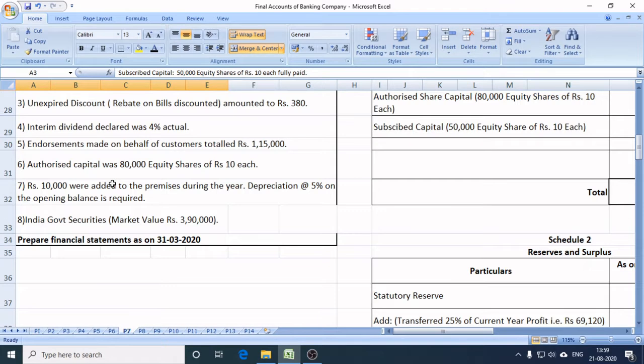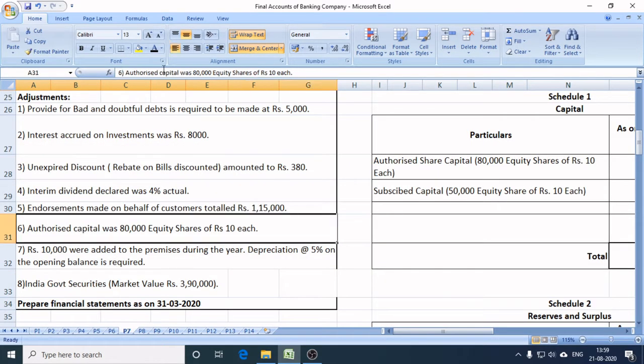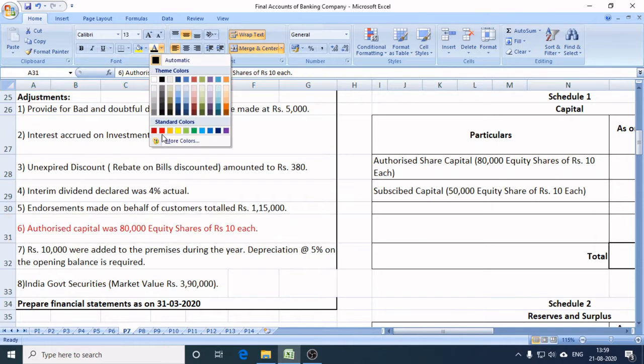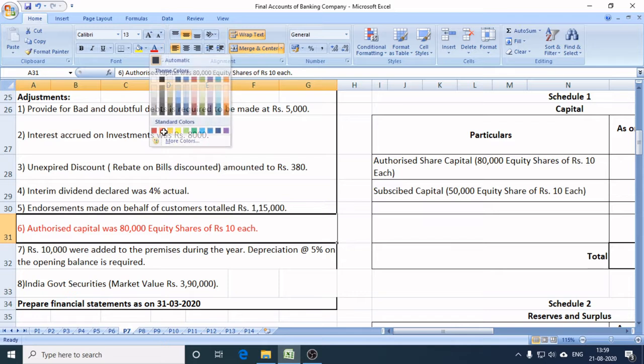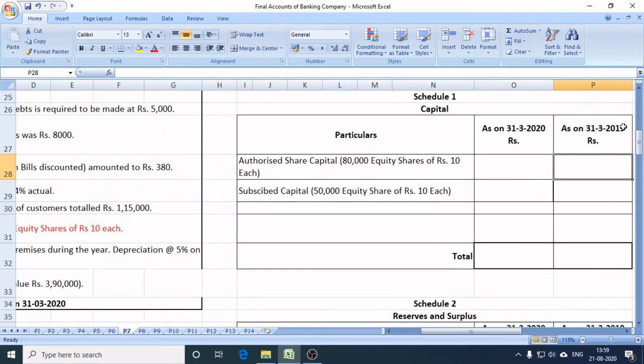Now the first thing mentioned in the problem is subscribed capital, and we have one adjustment of it, that is adjustment number 6. It mentions authorized capital of a banking company. So let's record the effect of this adjustment first. We should record that under schedule number 1, that is capital. There are in total 80,000 equity shares and the face value per share is rupees 10. So 80,000 into 10 is rupees 8 lakh. That's why the authorized share capital value is rupees 8 lakh.